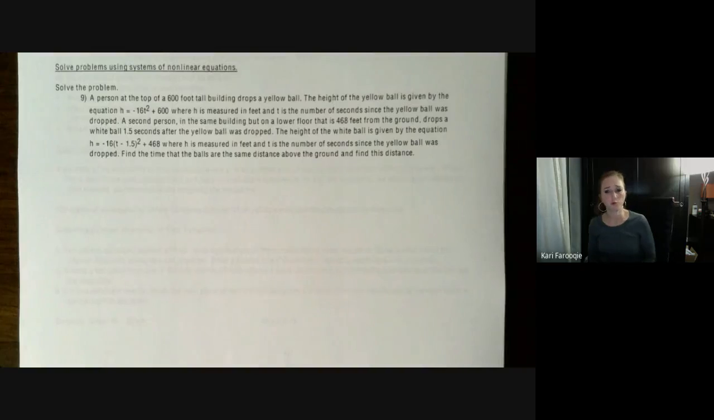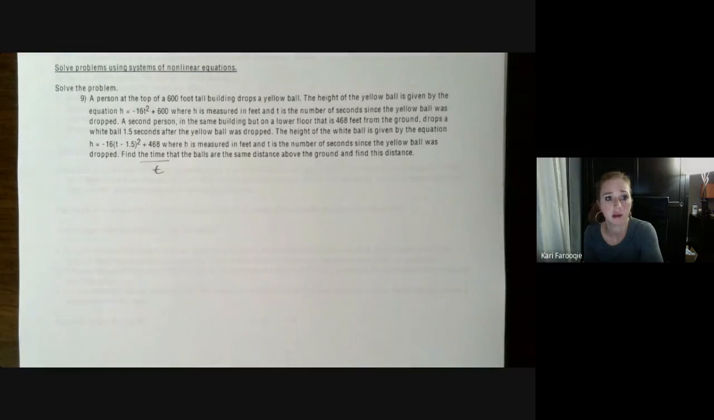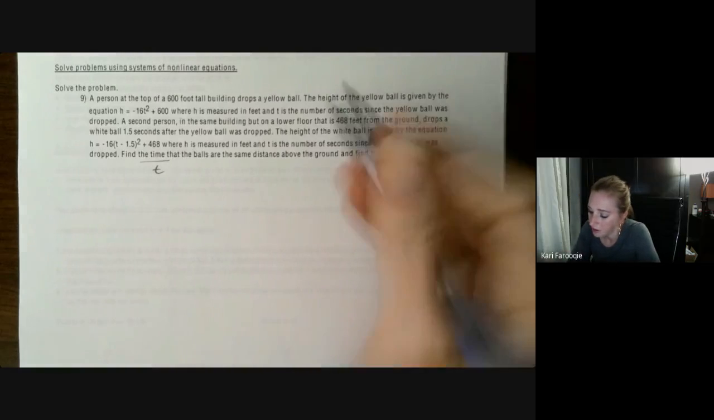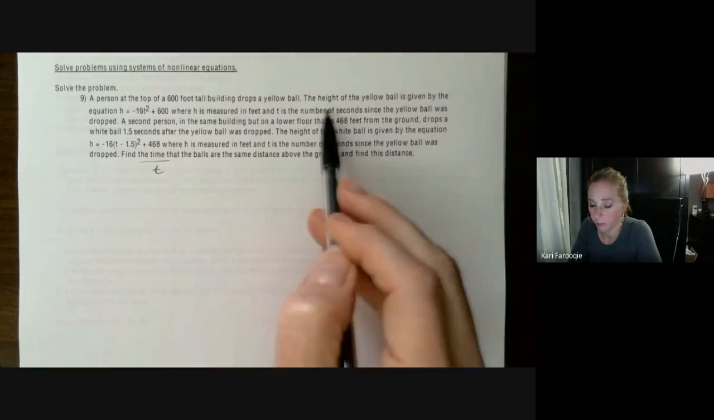This problem is super wordy, and I think it can be very intimidating just because there's a lot of information being given. And that's really unfortunate, that a lot of the application problems that you see are not nearly as complicated as they sound. Look at what the question is asking. Find the time. Remember, the time is measured as t, the number of seconds, that the balls are the same distance above the ground.